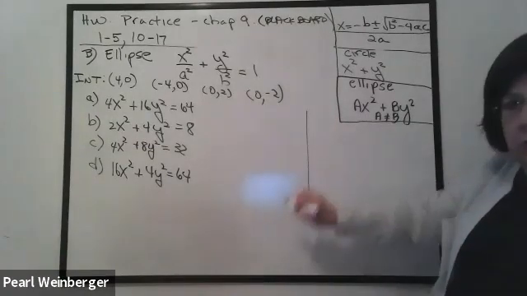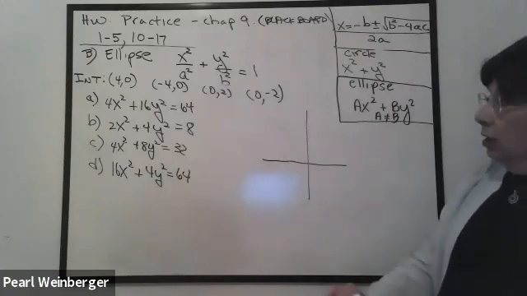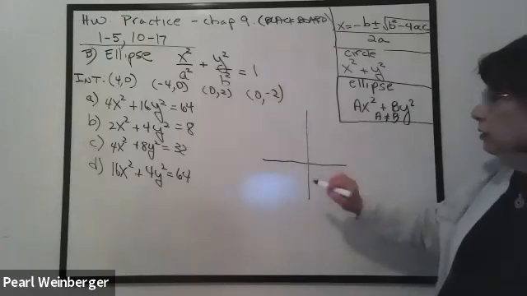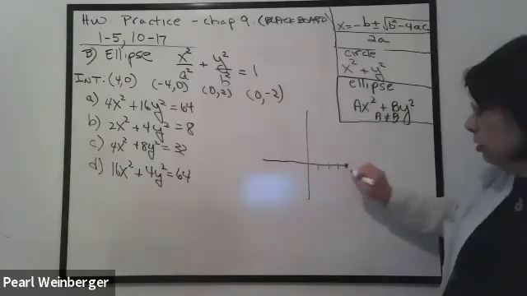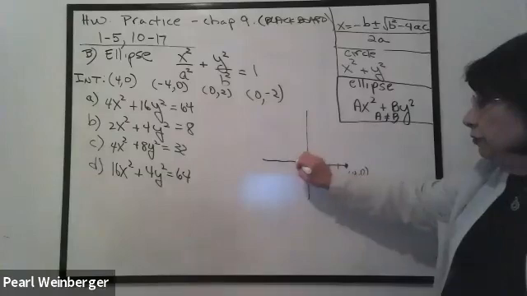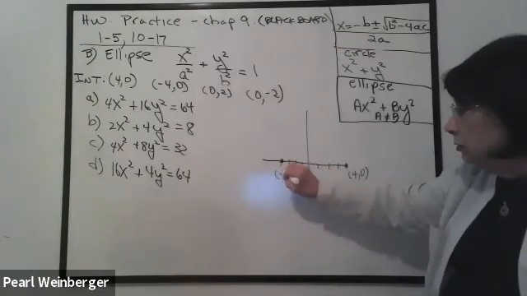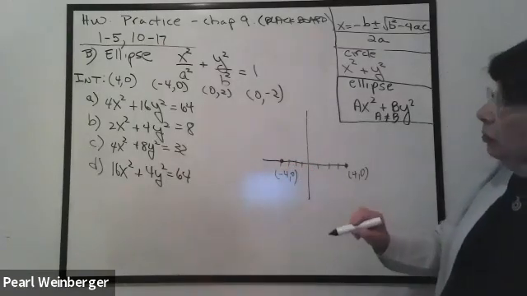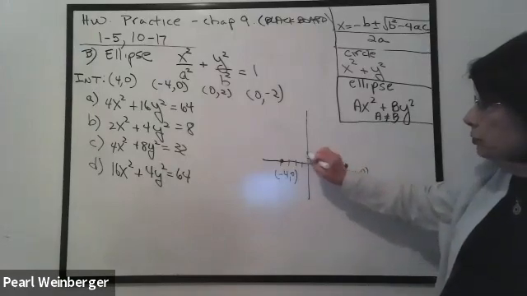Okay, so here's my graph. It told me what the intercepts are. One intercept is (4, 0): 1, 2, 3, 4. The next one is (negative 4, 0). The y-intercept, one is (0, 2). Here's 0, up 2.